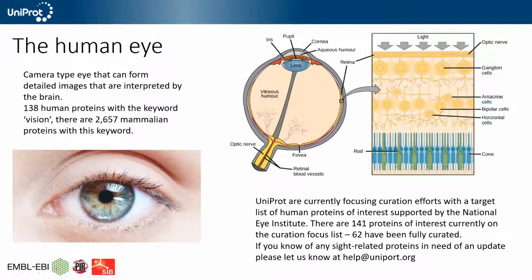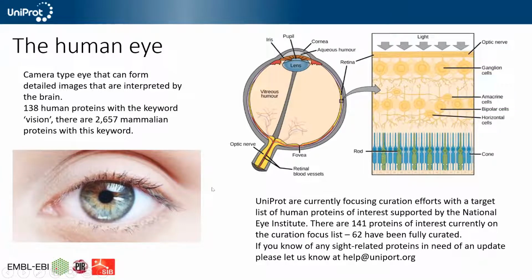Currently, there are 138 human proteins with the keyword vision. So this is usually when a protein has a role or a function in vision, specifically to seeing light, observing light, or maybe even translating that image in the brain. There are over 2,500 proteins that are mammalian with this keyword. So again, we've got this importance of model organisms and experimental models informing the human protein equivalents, or maybe even going further than that, as these numbers would suggest.